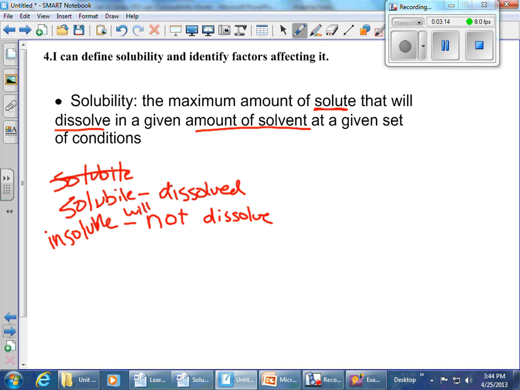Now you might get to a point where you add too much, and there's no longer any more being dissolved in it, so that would be a saturated solution. Solubility determines the amount, so you can figure out how much is going to be able to dissolve, what its solubility limit is. The next part is to identify factors that are affecting it. First of all, pressure is one. Pressure affects how much something will dissolve, especially with gases. The more pressure a gas is under, the more it will dissolve, the more soluble it will be.